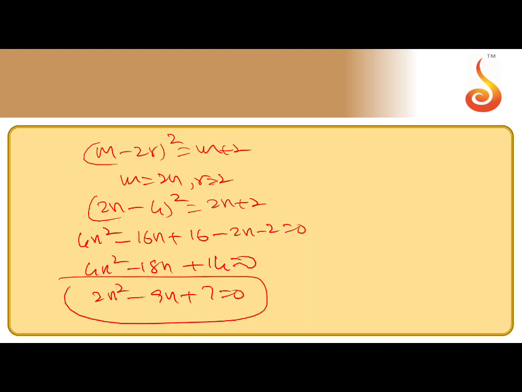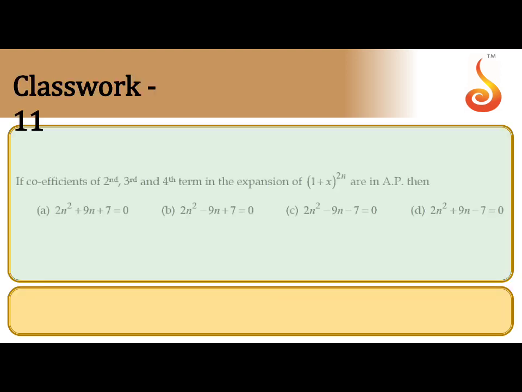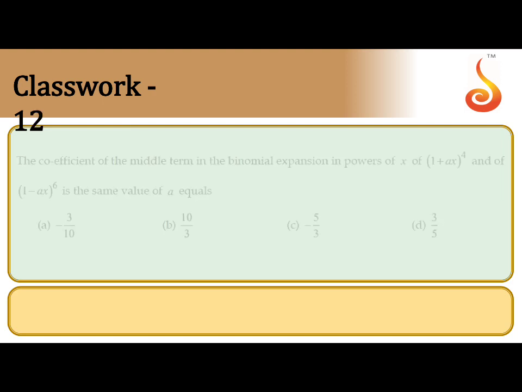So what is the answer? 2n square minus 9n plus 7 equal to 0. Look at the options. Which option is 2n square minus 9n plus 7? Option B is correct. I hope you understand this one. But you have to remember that property: (m - 2r) whole square equal to m + 2, where m is the exponent of the binomial. I hope this is clear. Next question.